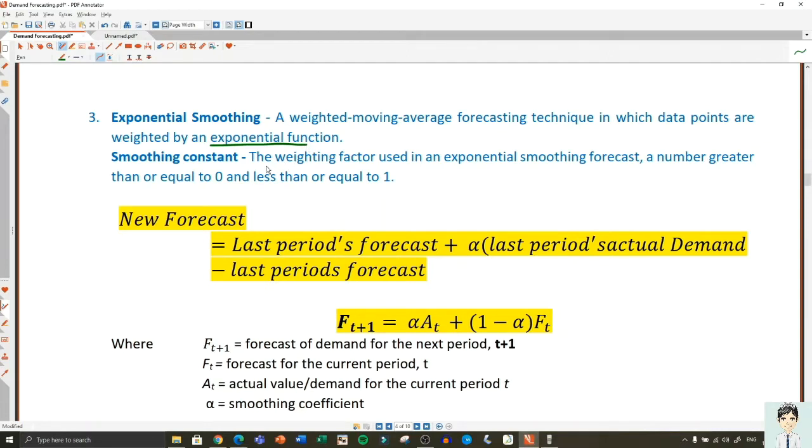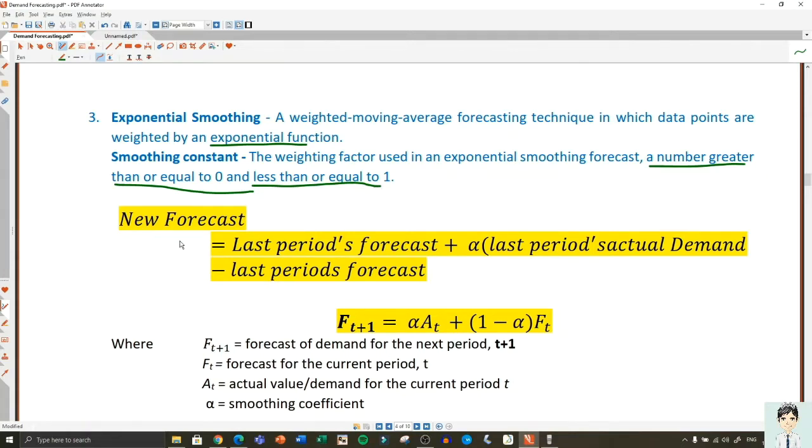Ibig sabihin, the weighting factor used in an exponential smoothing forecast, a number greater than or equal to 0 and less than or equal to 1. Okay po. So, ang nagre-range is from 0 to 1. Okay po. So, we have a formula here.